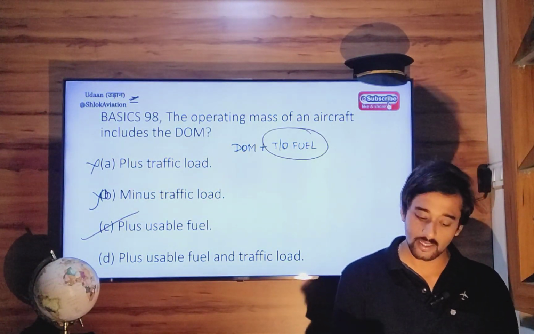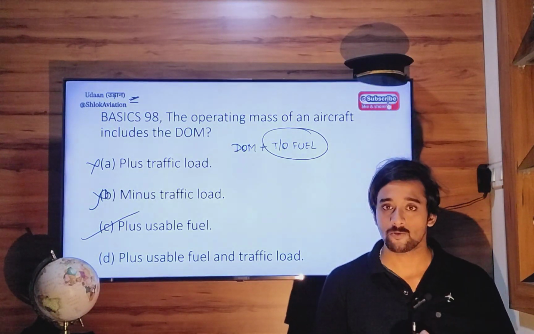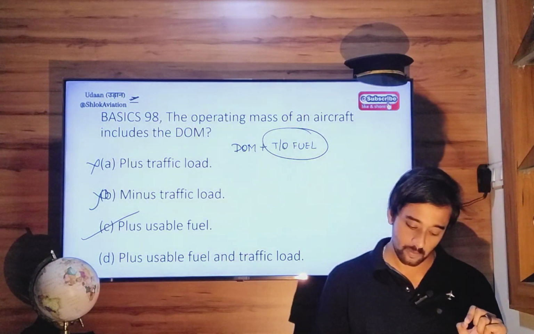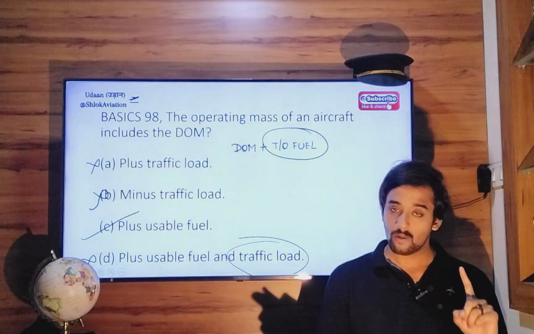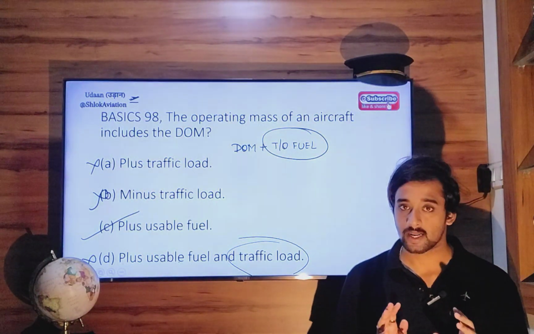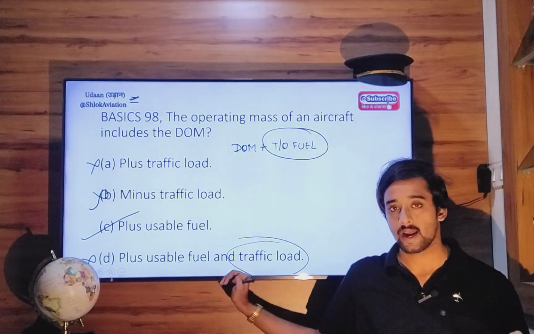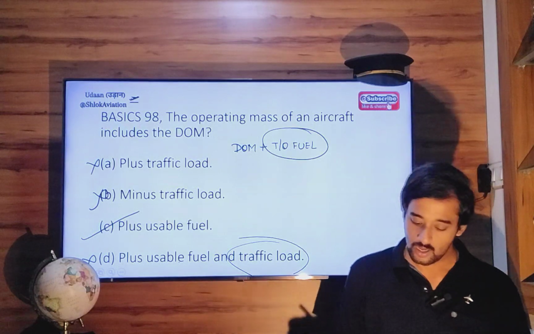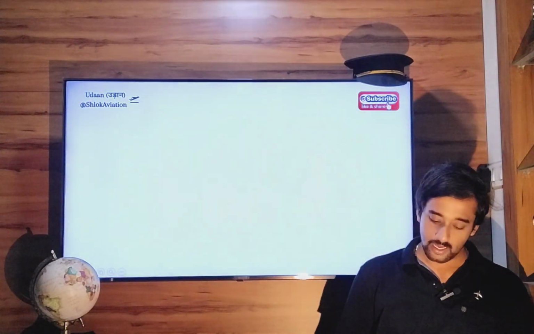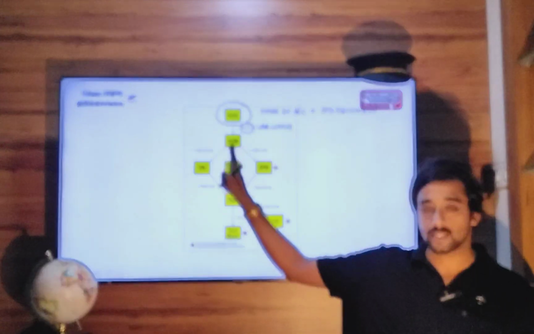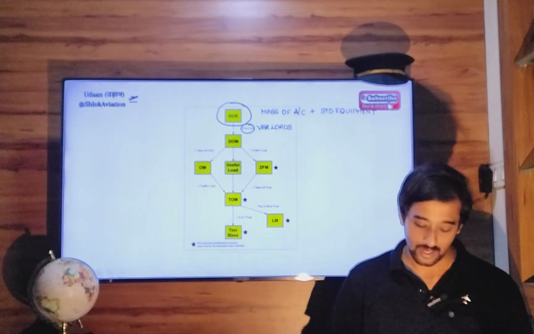This takeoff fuel is usable fuel because you're going to use it for the purpose of your flight, right? So usable fuel plus traffic load is again wrong. So DOM, so option Charlie is the right answer. Apart from that, dry operating mass plus usable fuel and traffic load or payload will be equal to takeoff mass, right? Dry operating mass plus useful load, which is nothing but your fuel and payload, equals takeoff mass.